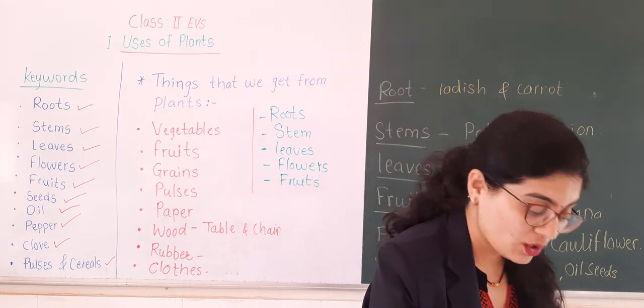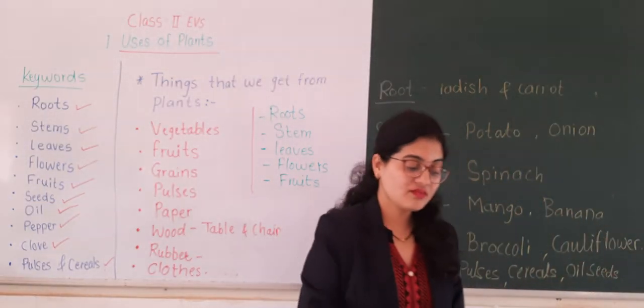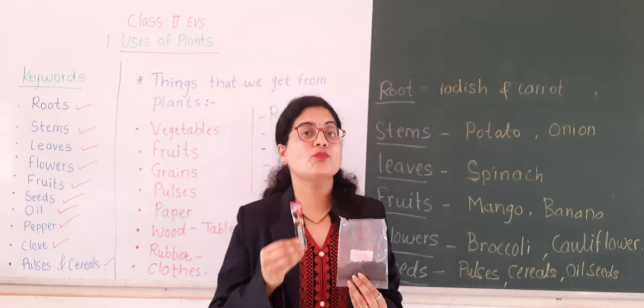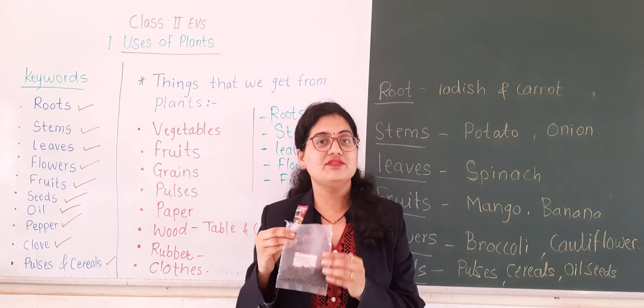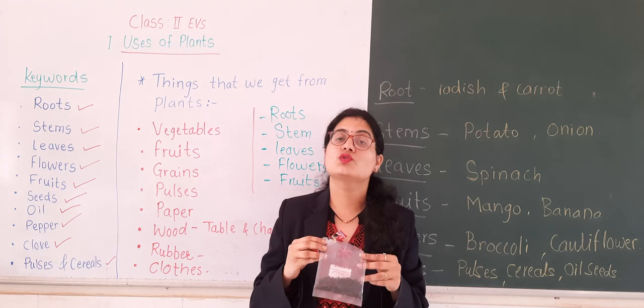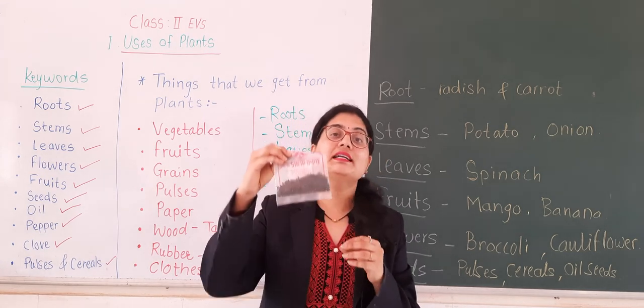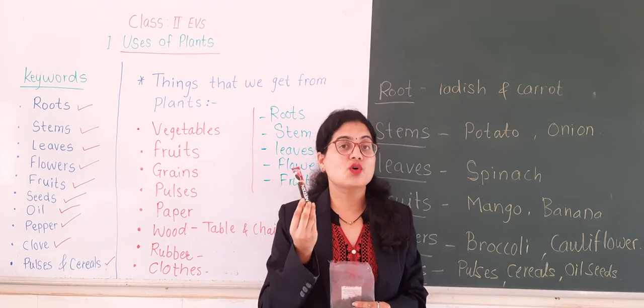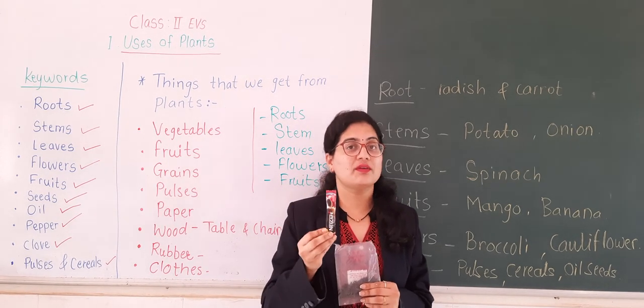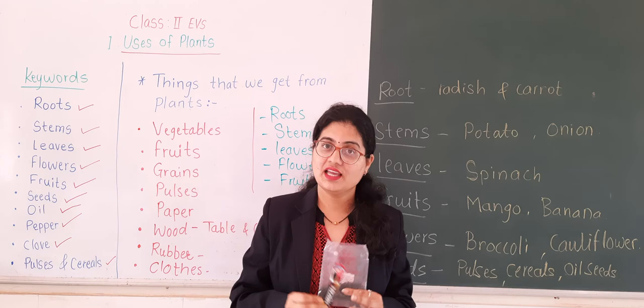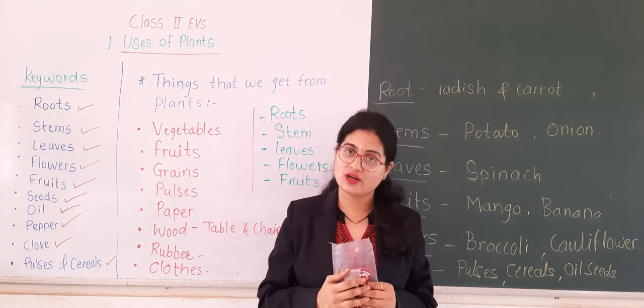Then we also get coffee from coffee beans, and tea from tea leaves. We make tea by using tea leaves. We use coffee beans and cocoa beans. We use coffee beans to make coffee and cocoa beans to make chocolate.